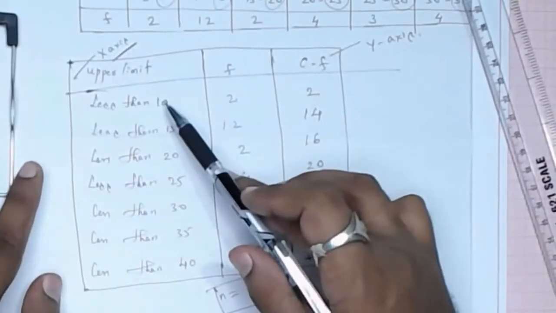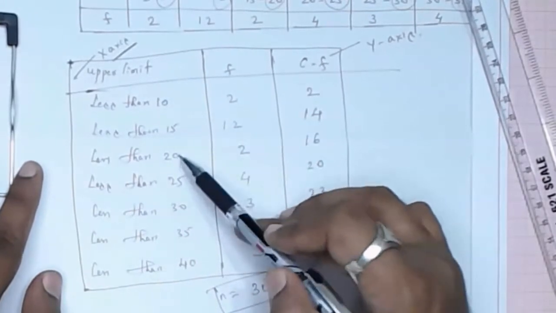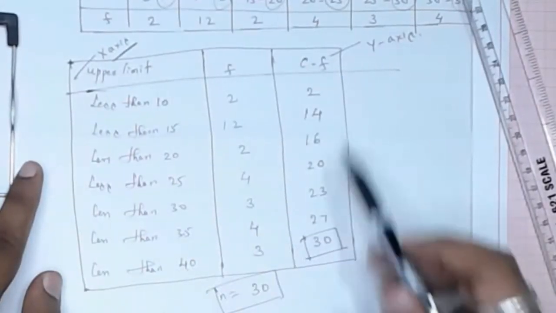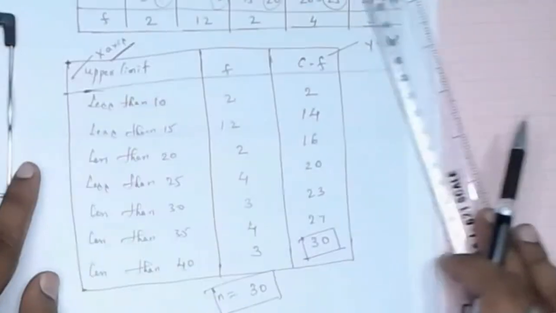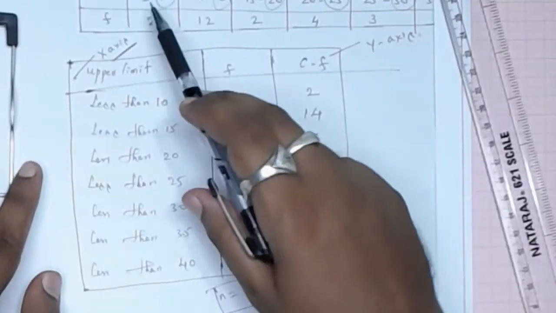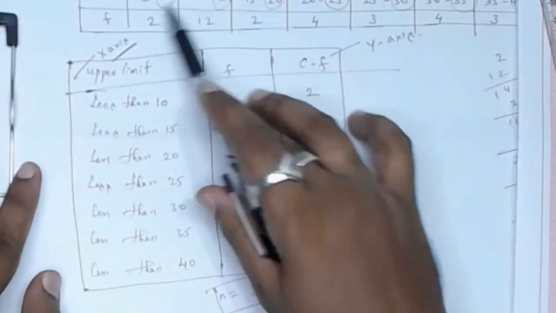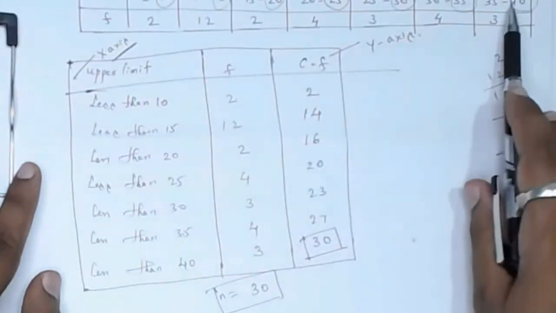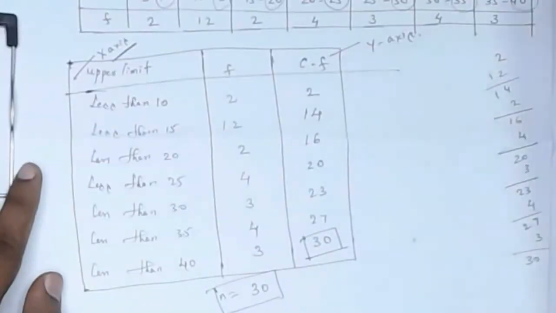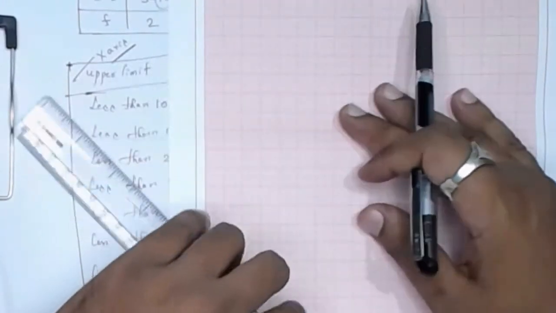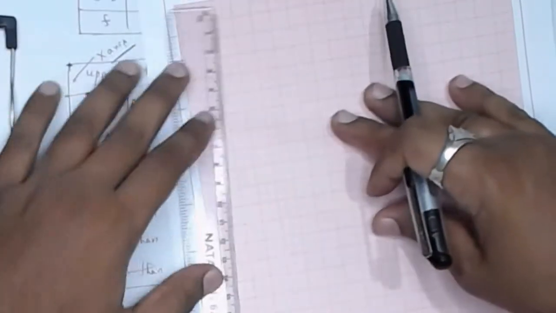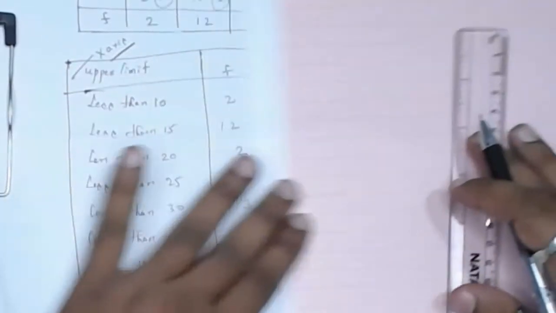In the x-axis, how many values do we want? 1, 2, 3, 4, 5, 6, 7. So how much do we want? 7. It means we have 7 divisions, right? 1, 2, 3, 4, 5, 6, 7. We have 7 divisions. Means if we get 7 centimeters, that is sufficient. Okay, 7 centimeters.